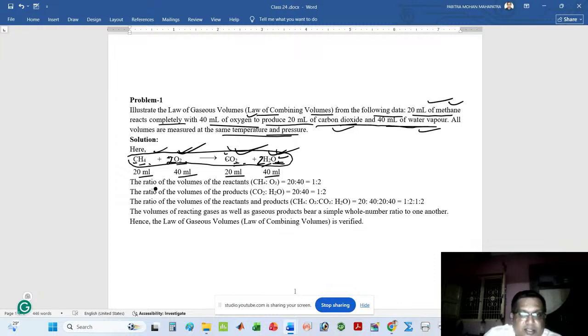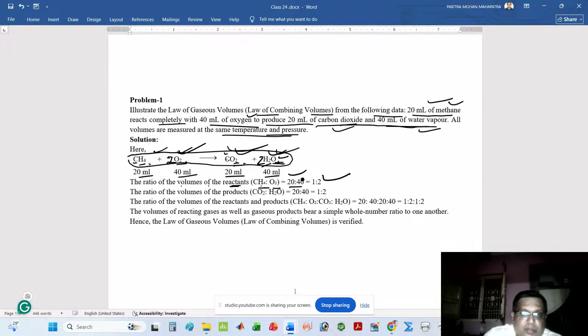Look at that. Find the ratio of the volume of the reactants. Here the reactants are methane, CH4, and oxygen. The volume of methane is 20. The volume of oxygen is 40. So here I can write the ratio of the volume of the reactants, that is CH4 is to O2 is 20 is to 40. Now you will simplify and you will get 1 is to 2.